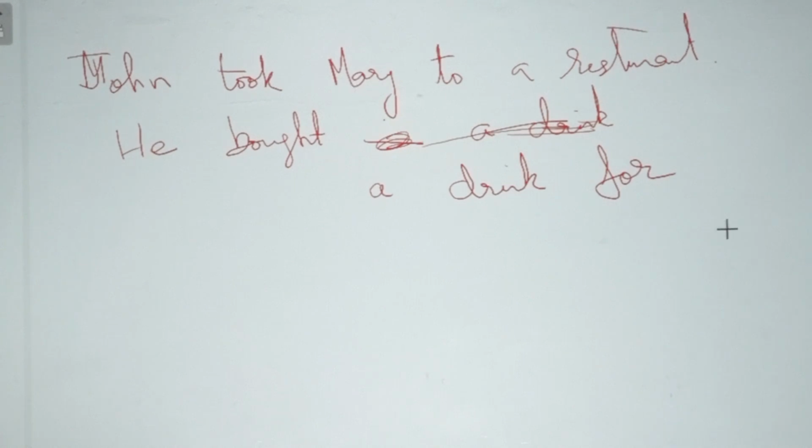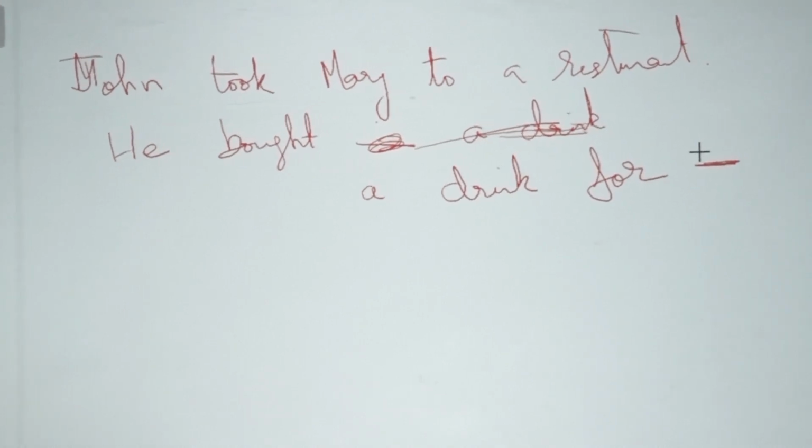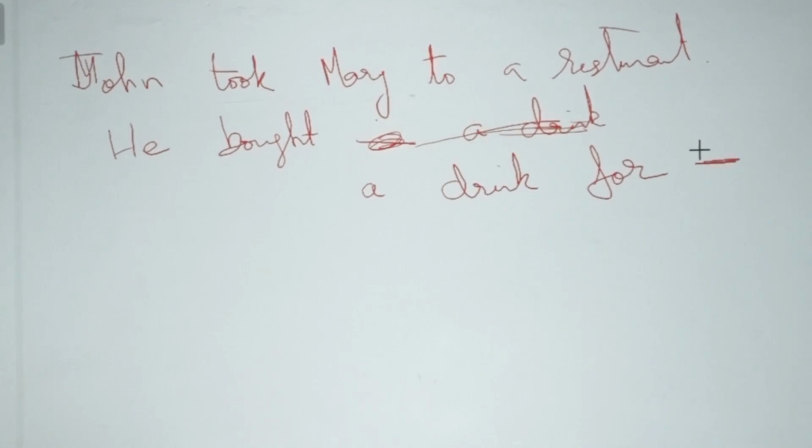Now what should come here? If you look at this sentence, "John took Mary to a restaurant, he bought a drink for...", the system has to decide what should come there. Should it be John? Should it be Mary? Or should it be something else? By the sharing of this attention, they say by the 40th or 50th layer, it is able to get this right, that the word which should come here is Mary.